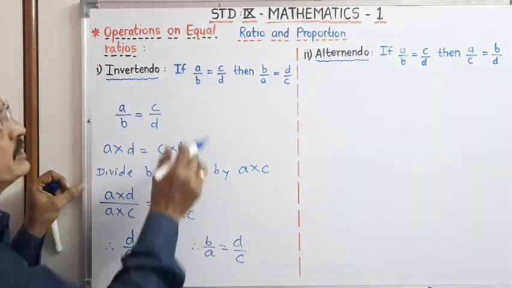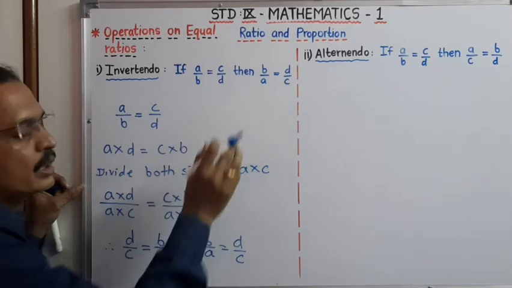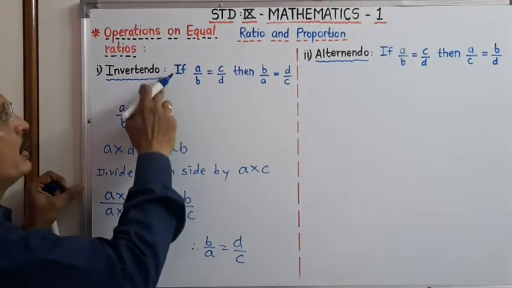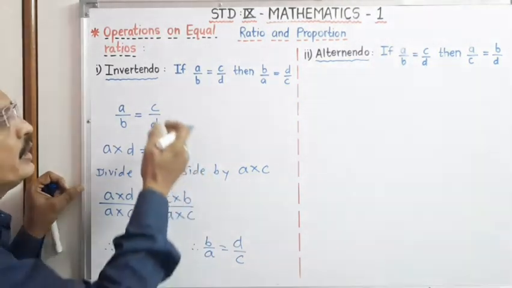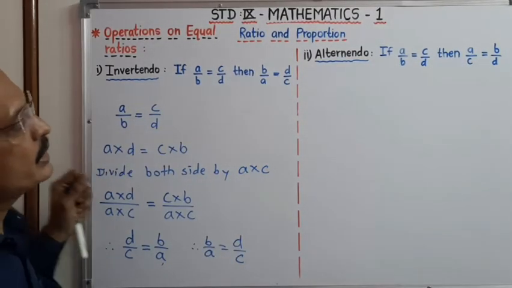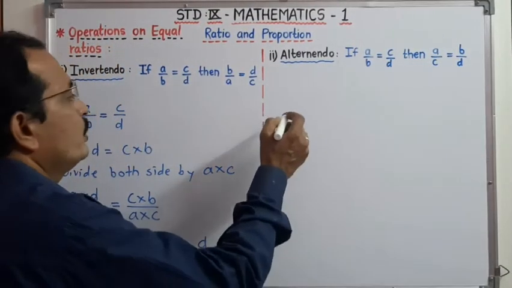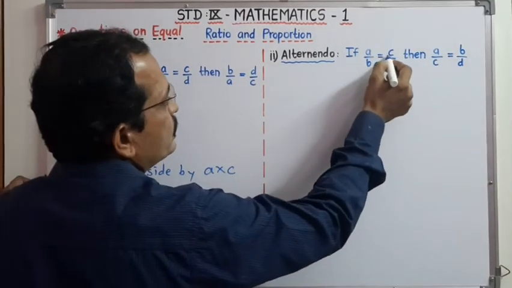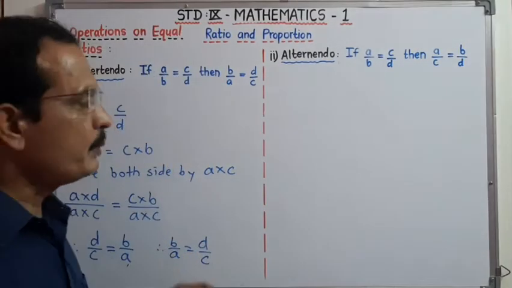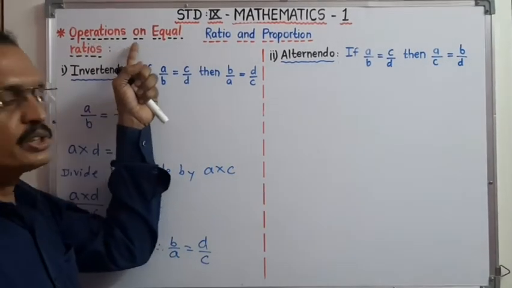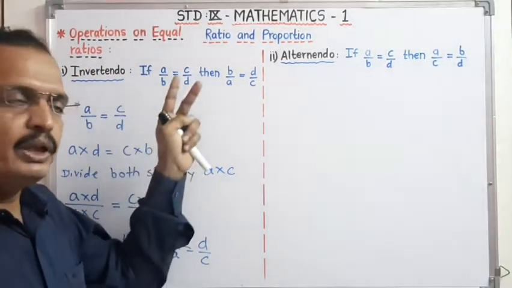That means if these two ratios are equal, then the inverses of these two ratios are also equal to each other. Therefore, this property is known as Invertendo. We are taking the inverse of this. Now dear students, the second property is Alternendo. In this case, A upon B is equal to C upon D. These two ratios are equal. I repeat that these are operations on equal ratios. That means when two ratios are equal, then we can apply this.